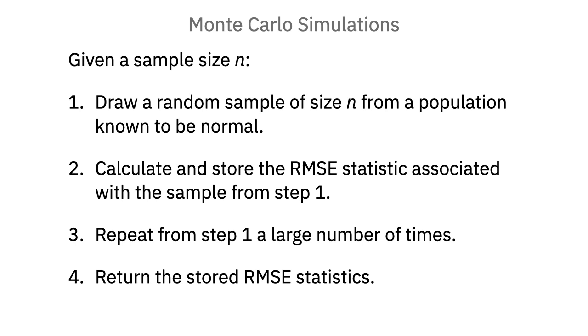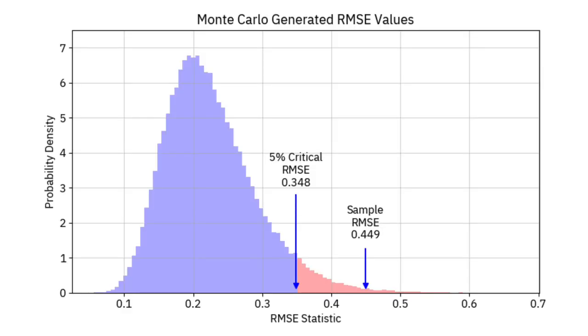One way to explore the RMSE values we would expect if the underlying population is normally distributed is to use Monte Carlo simulations. The way this works is, we draw a large number of random samples of the given size from a population we know to be normally distributed, and then for each sample we record the RMSE statistic value. This way we end up with a large number of RMSE values that were obtained when the normality hypothesis was true.